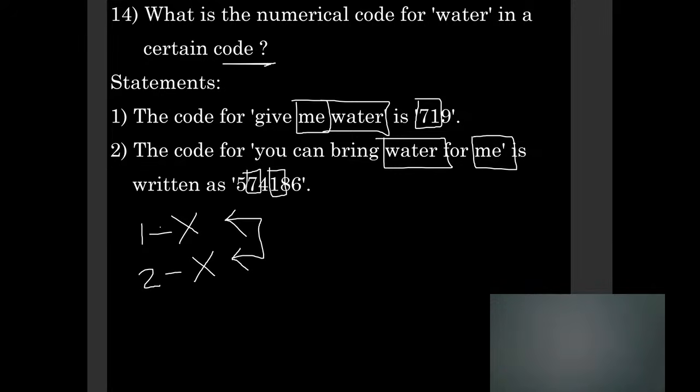So the water code can be 7, or the same water code can be 1. It means we cannot get the exact answer. As we cannot get the exact answer, the answer is neither 1 nor 2. That means both the statements are not enough to answer the given question. We cannot exactly tell the code for water. We are confused between 7 or 1. As we did not get the exact answer, we cannot answer this question.